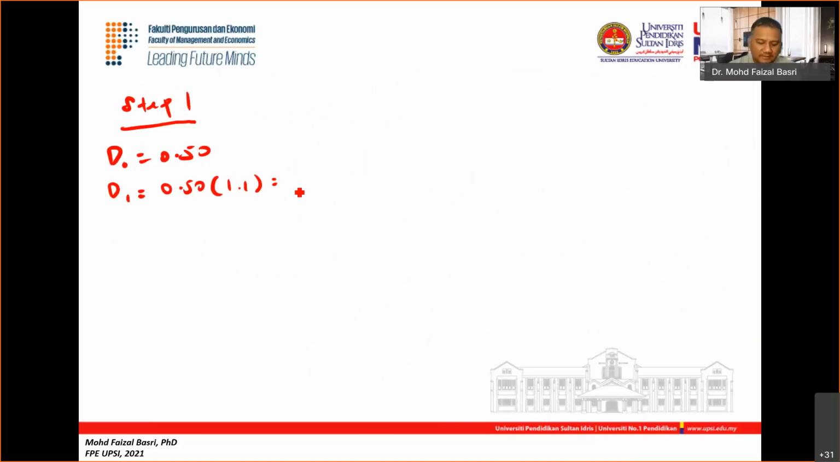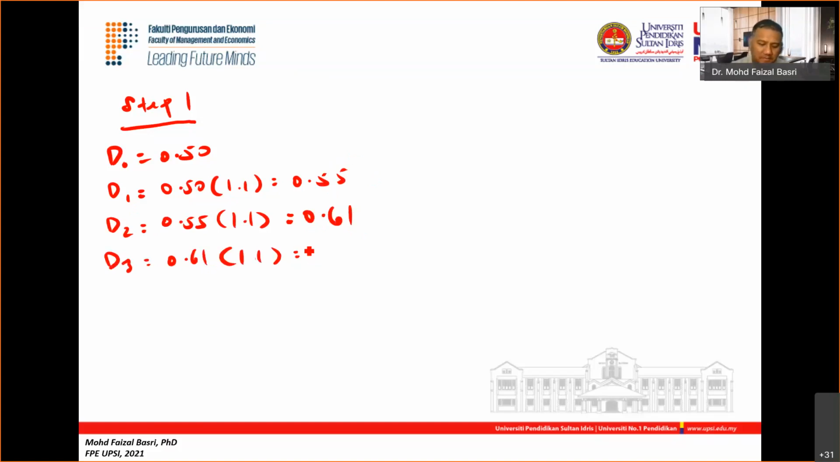So we're going to increase this by 10%. So 50 cents by 10%, it's going to be 55 cents. Okay, so D1 is 55 cents, and for second year, D2, this 55 cents will increase by another 10%. 0.61 or 61 cents. Okay, and for the third year, it will increase again by another 10%. 0.67.